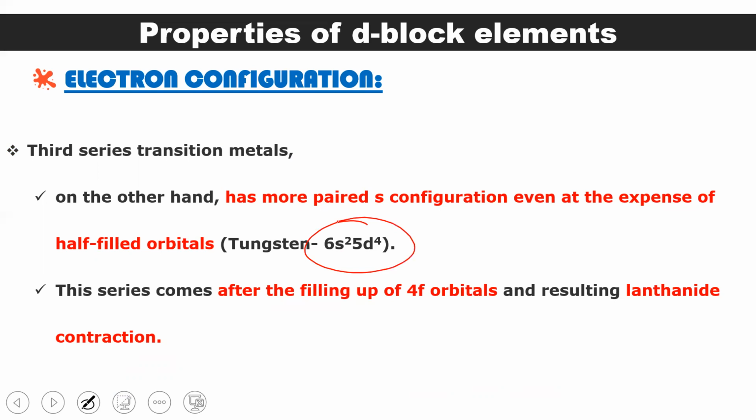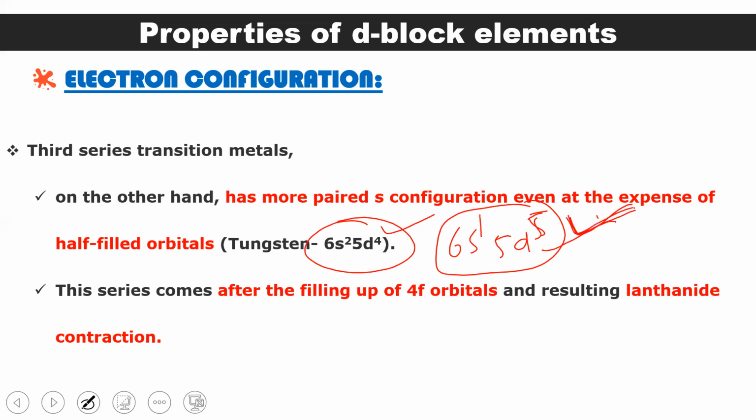See this one, for example, if you see the electron configuration in the third series, there is tungsten. So W will show the electron configuration 6s2 5d4. Yes, you may have one doubt, sir. The remaining elements show 6s1 5d5. If it is present like this, then why will tungsten not show this type of electron configuration?